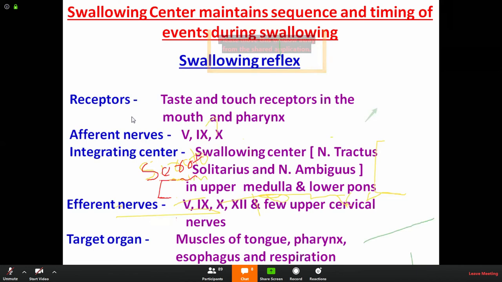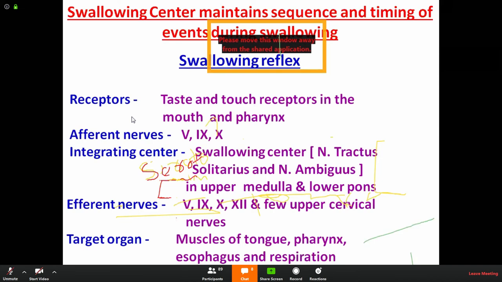The receptors are the touch and taste receptors of the mouth and pharynx. The afferent nerves are the 5th, 9th, and 10th cranial nerves. The integrating center is the swallowing center, which is the nucleus tractus solitarius and nucleus ambiguus, present in the upper medulla and some parts of the lower pons.